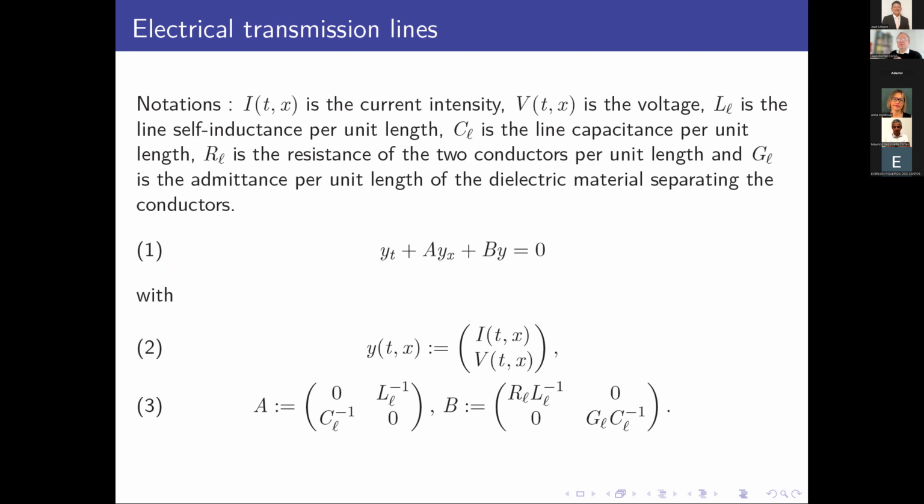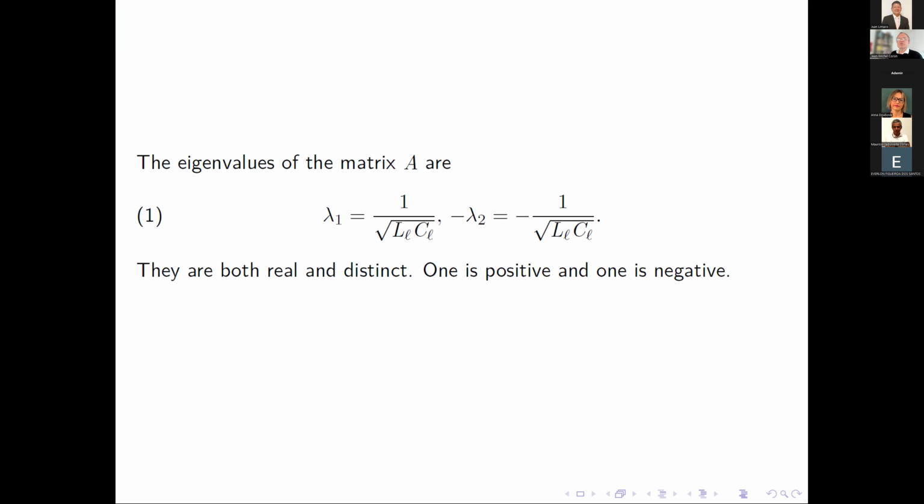So if you consider the matrix A, which is important for us, B is the source term, but in order to see if this is hyperbolic, we look at A and we compute the eigenvalues. And you have two real eigenvalues. One is positive, the other one is negative.